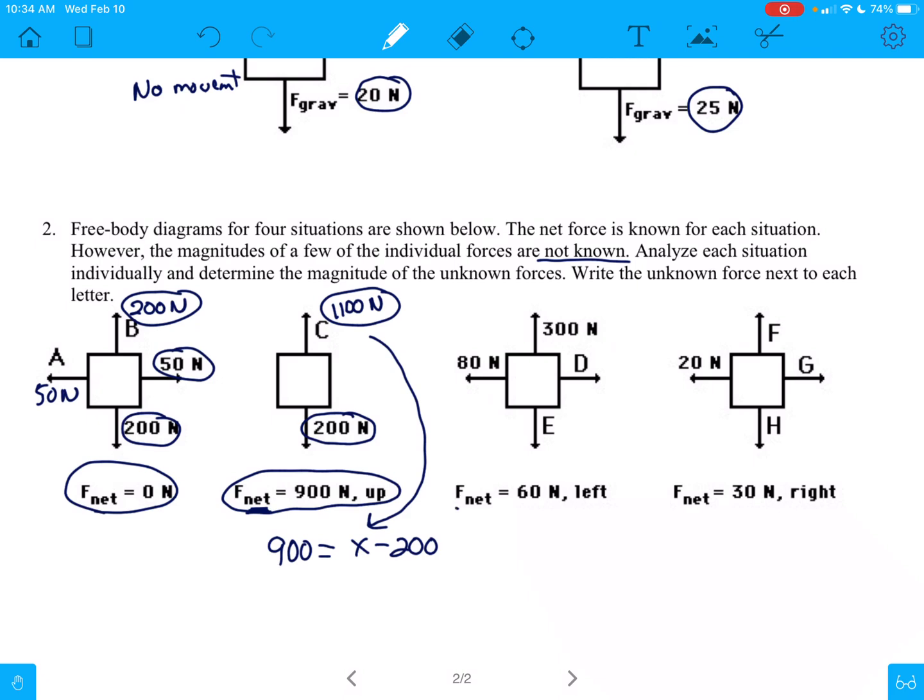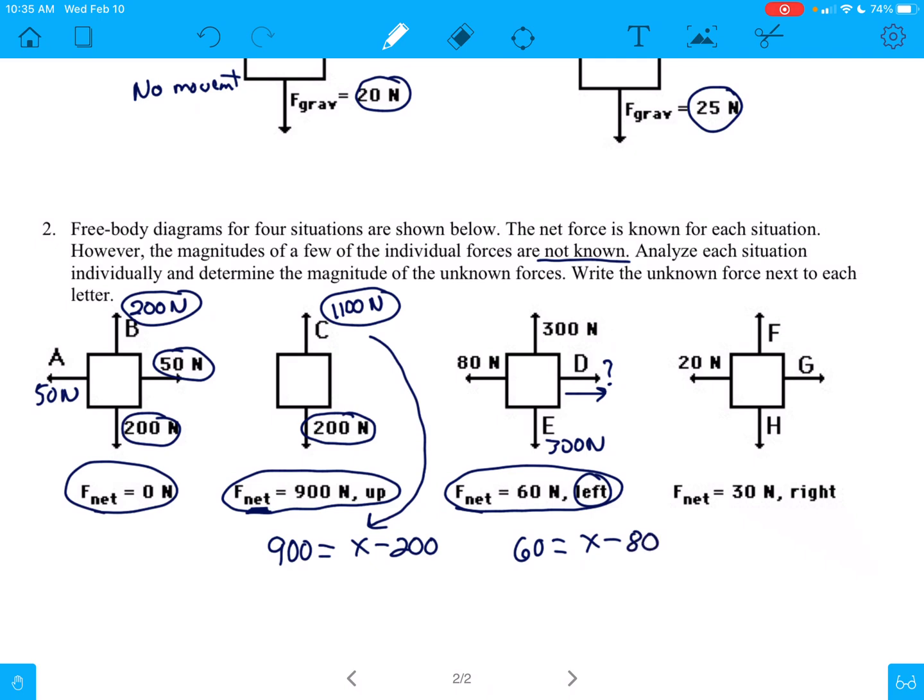All right, let's look at the next one. The F net is going to be 60 newtons to the left. Okay, so that's going to be in this direction right here. That's going to be 60 newtons. Well, this has to be 300 newtons down, because it's not going down, it's going to the left. So this is 80, and that one is going to have to be, again, 60 newtons this way. I'll just put in 60 equals x minus 80.